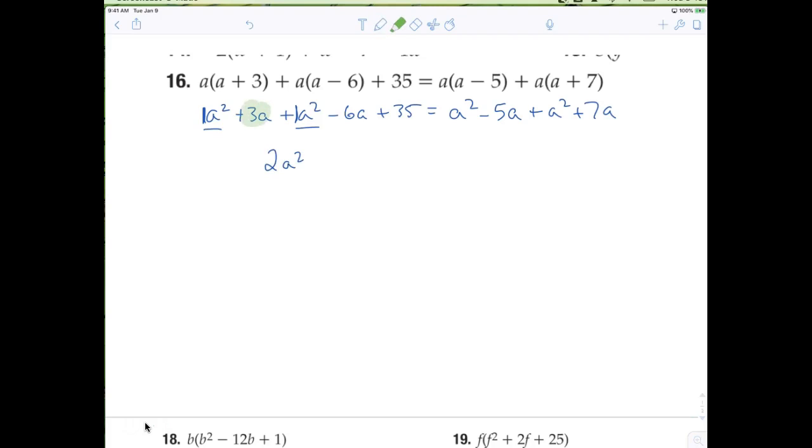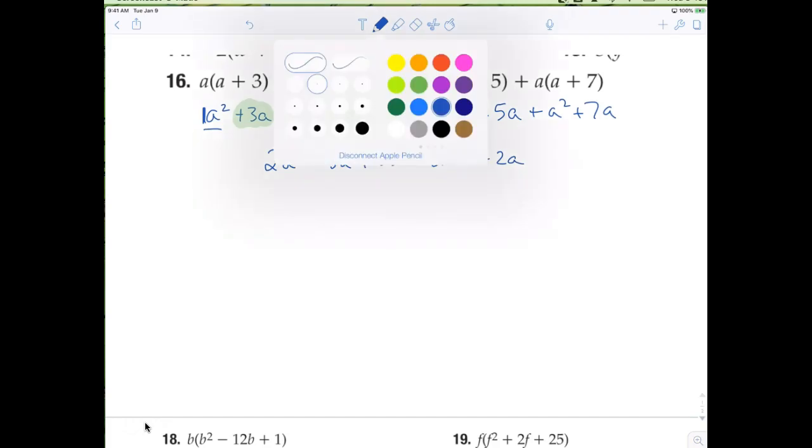And then I'm doing the what? 3a and 6a. Which is? Negative 3a. Good job. And then on the right side, it's a squared. How many? 2a squared. Good. And then negative 5 and 7 is a. Good job. There you go, kiddo. Now what happens to the 2a squareds? Yes, very nice. All right, make sure you see that, guys.